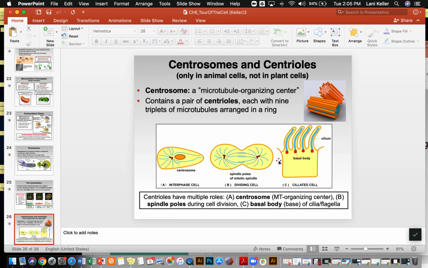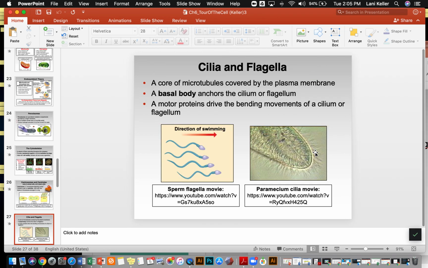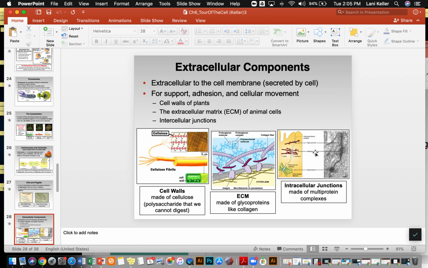Centrosomes and centrioles: the centrioles are at the heart of the centrosome. They help maintain normal cells. They form the mitotic spindle, and they are very important for making cilia and flagella, where they act as basal bodies. Cilia and flagella are important for moving.